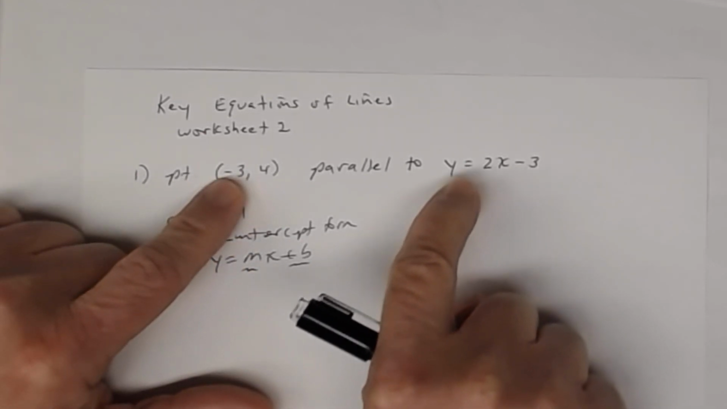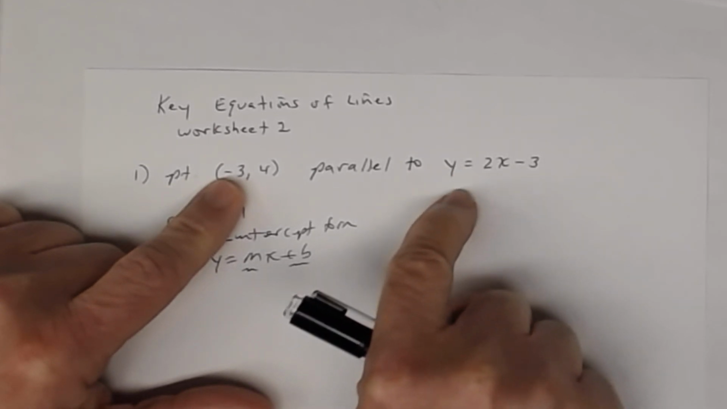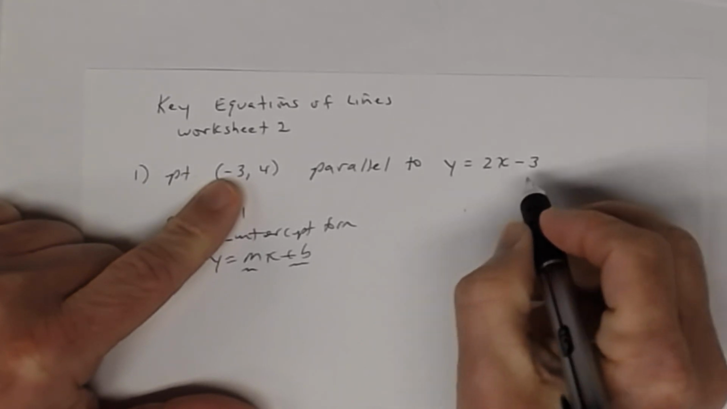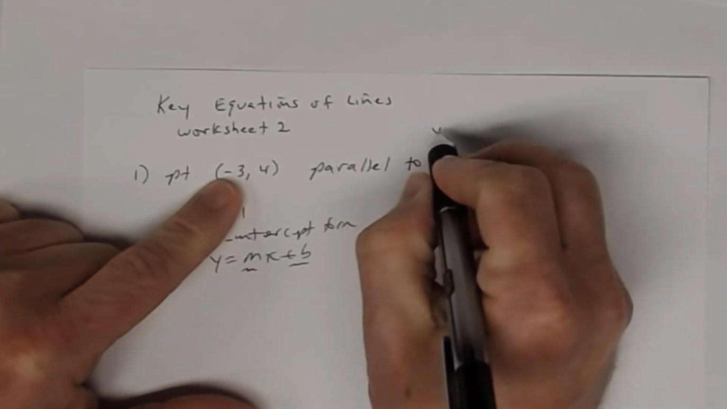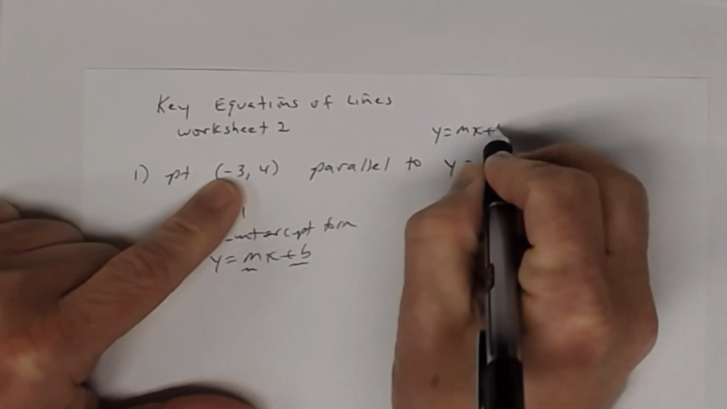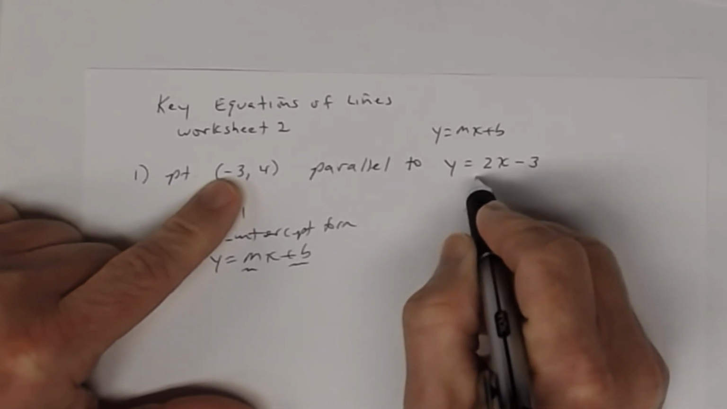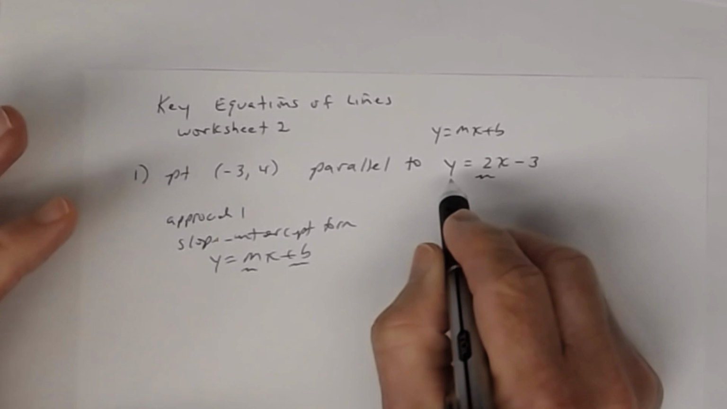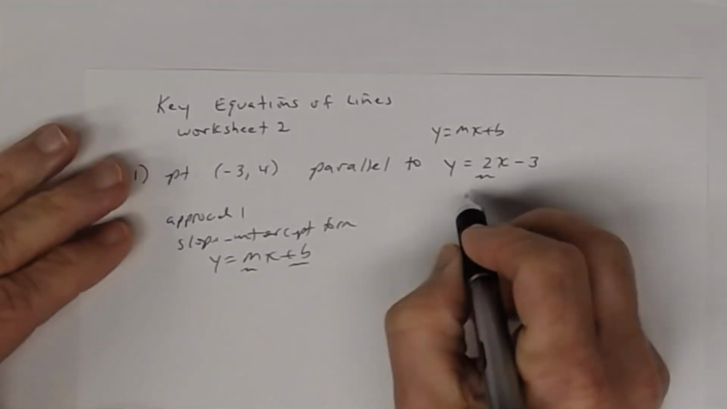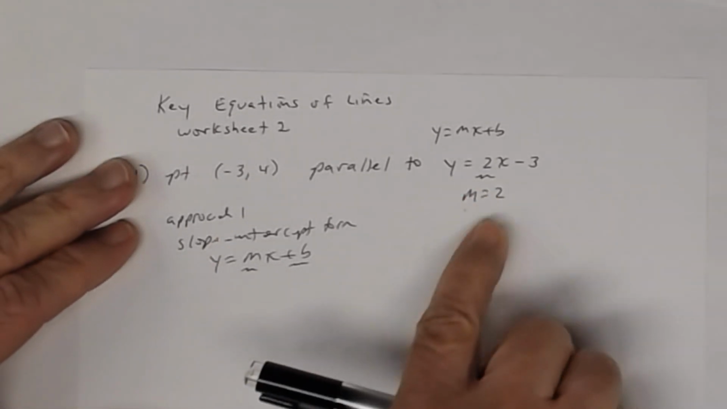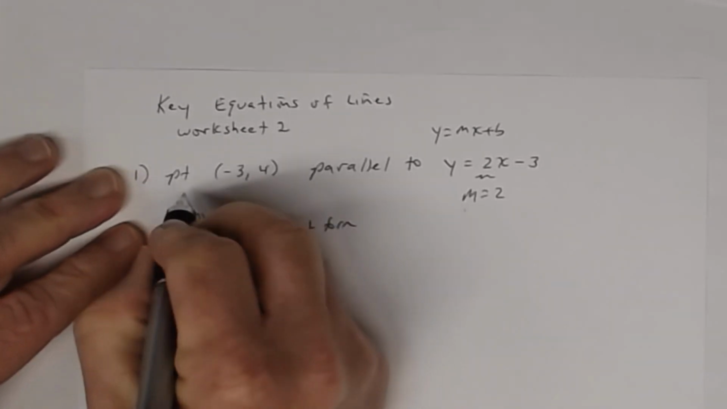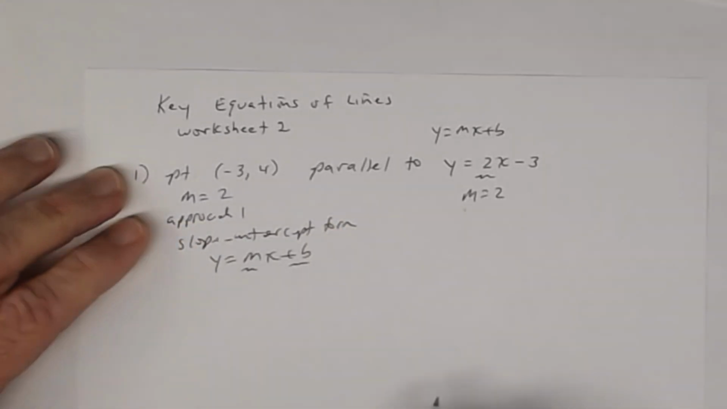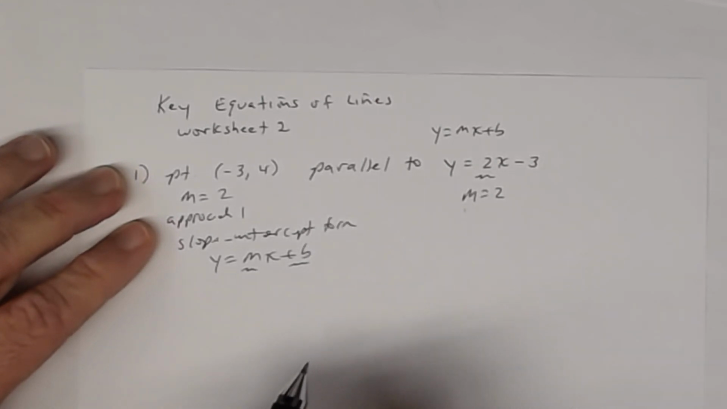All right, well, remember, this equation here is in slope-intercept form, which is y equals mx plus b. The coefficient of x is your slope, as long as you have it in slope-intercept form. So remember, y must be by itself. So the slope is 2 here. Well, if the slope is 2 here, then the slope of the line that contains this point is also 2 because the two lines are parallel.